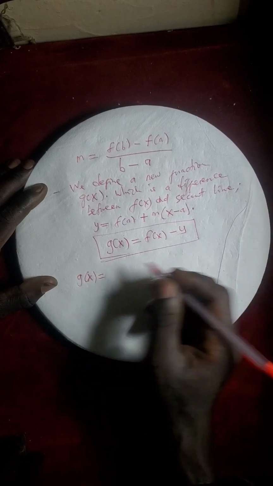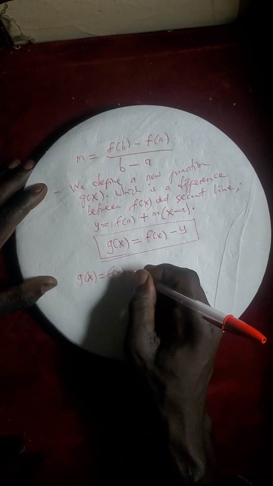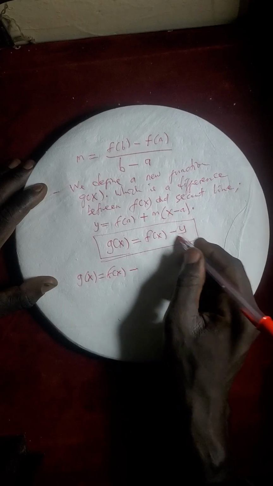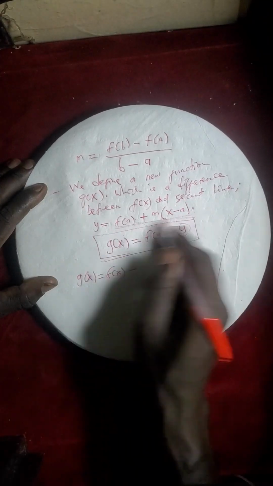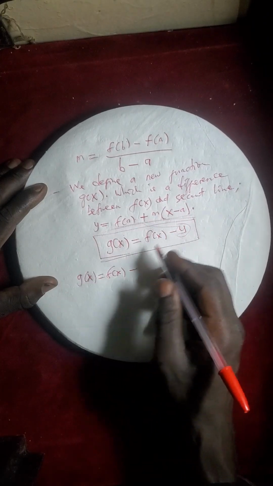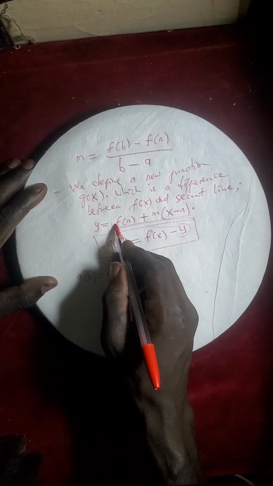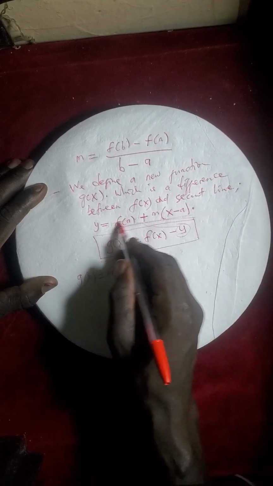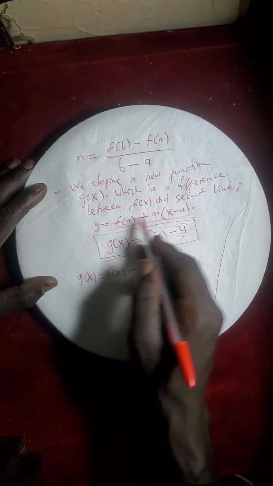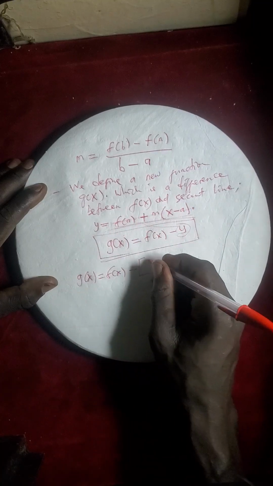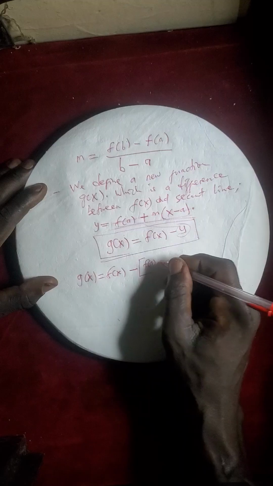F of x, we can't do anything there. Minus y, but y, we know the original y is this part. So in the place of y, we are going to put the entire thing here. This one, you can see y equals this. So we put this thing in the bracket there.